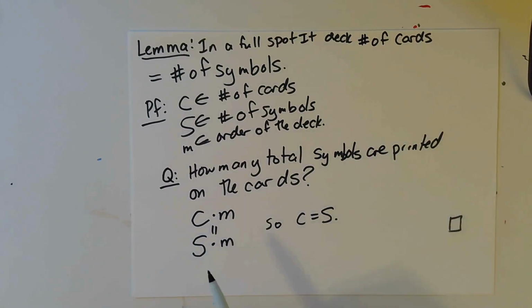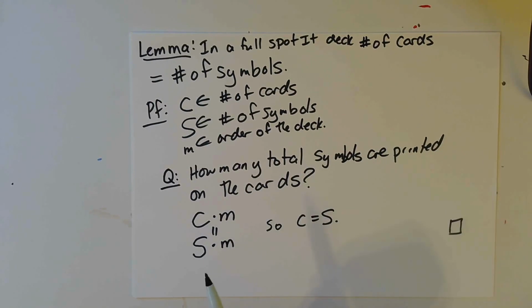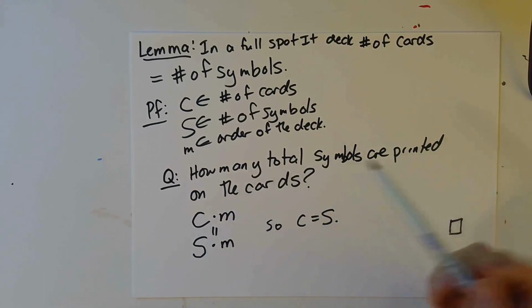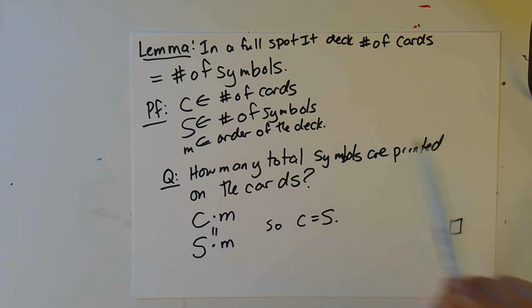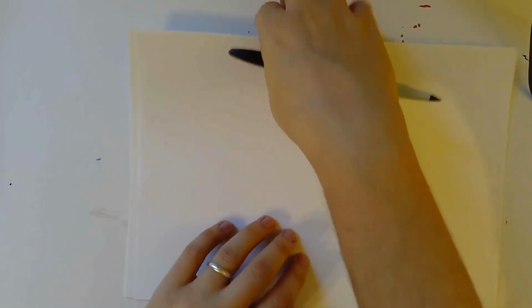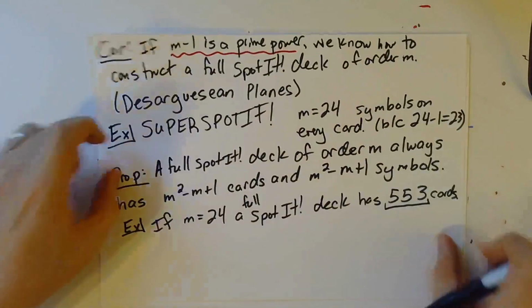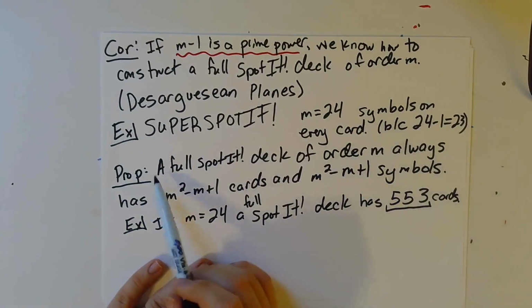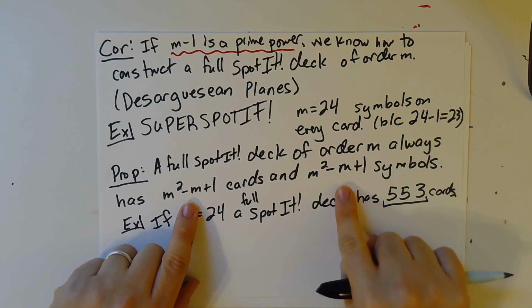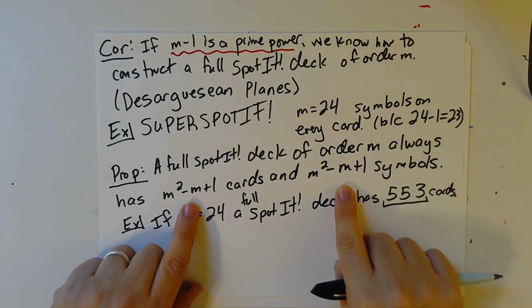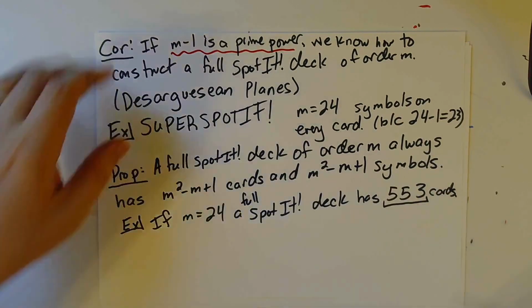So the number of cards is always equal to the number of symbols, and the number of times each symbol shows up is always equal to the order of the deck, namely the number of symbols on each card. So now we're ready to prove the proposition. What was the proposition we're proving again? The proposition is that a full spotted deck of order m always has this many cards. We're going to derive how many cards and symbols it has. So we want to show that that number is m squared minus m plus 1, and we've at least so far shown that the cards and symbols, those numbers are equal.